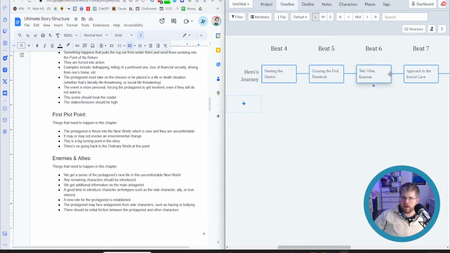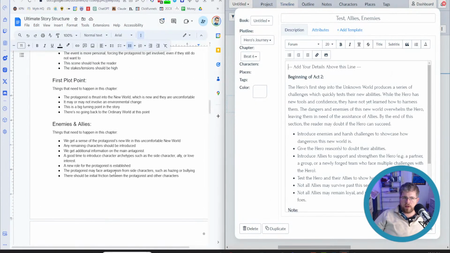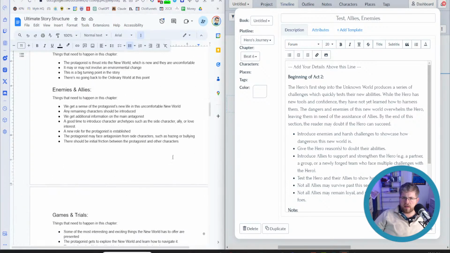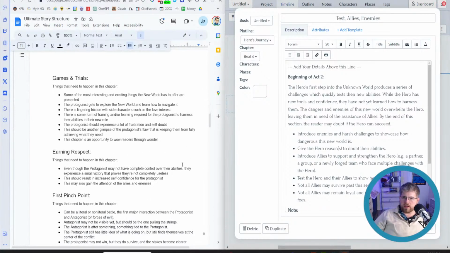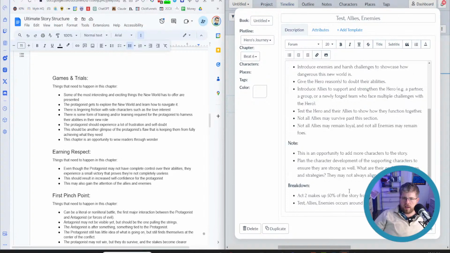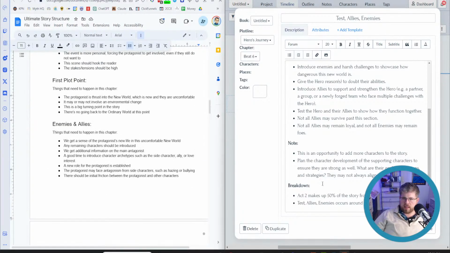Next up. Tests, allies, enemies. So I have enemies and allies here. The hero's first step into the unknown world produces a series of challenges which quickly test their new abilities. While the hero has new tools and confidence, they have not yet learned how to harness them. The dangers and enemies of this new world overwhelm the hero, leaving them in need of assistance by allies. By the end of this section, the reader may doubt if the hero can succeed. Yeah, I'm pretty sure I have that in here somewhere. Between enemies and allies and games and trials, we definitely have something here. Opportunity to add more characters to the story. Yep, we got that here in enemies and allies. Plan the character development of supporting characters.